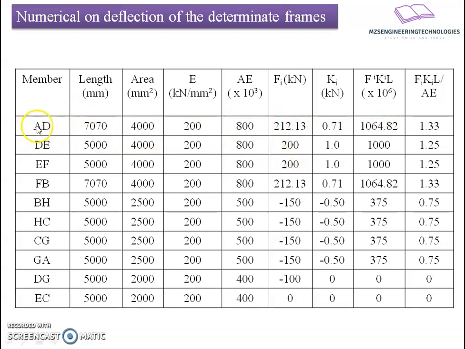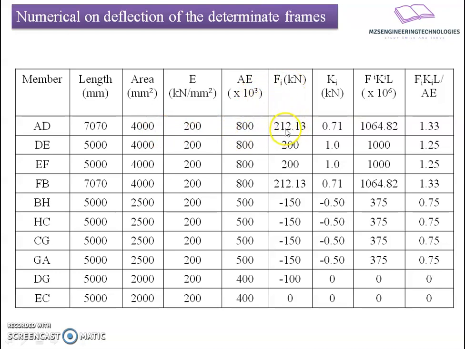If I talk about member AD, it is a top chord member, and it is inclined in position. The horizontal distance given to us is 5 meter and vertical height is 5 meter. The length works out to be 7.07 meter. I have written it in terms of mm here, 7070 mm. Area is known to us, 4000. E is given to us in kPa. I converted that into kilonewton per mm square, which works out to be 200. Then I have taken the product here in terms of 10 raised to 3. It comes to be 800.